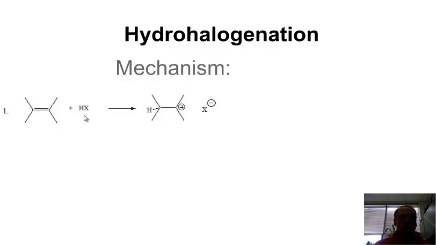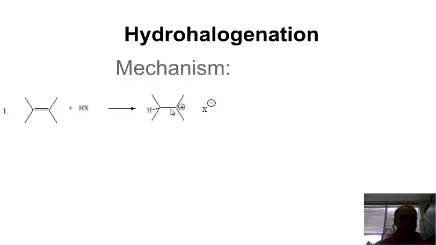First step, the HX acts as an acid, and it's going to donate an H+ to the double bond. So one of the two carbons of the double bond is going to act like a base and pick up the H+. So we're going to form a new bond between the hydrogen and the carbon. The double bond is going to move in to form that bond. In other words, one pair of electrons from here is going to move into there to form that bond.